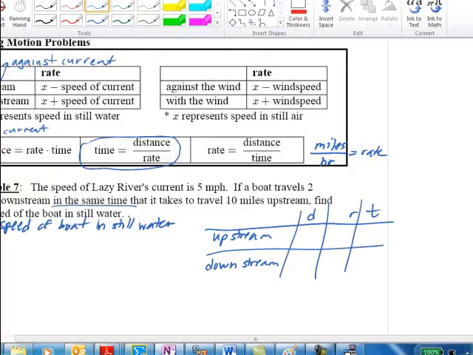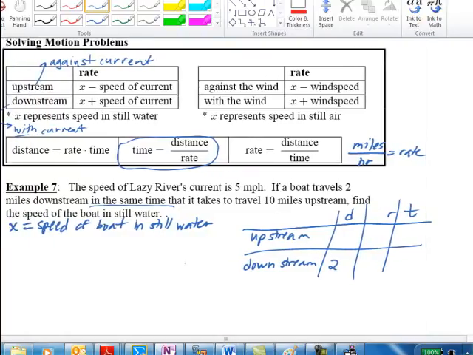So upstream, downstream was first. They gave us a distance of 2 miles. The rate downstream is, if we go back to that chart, x plus the speed of the current, so x plus 5 in this case. And upstream, going against the current, we were going 10 miles. And we're supposed to slow down upstream, so we want x minus 5.